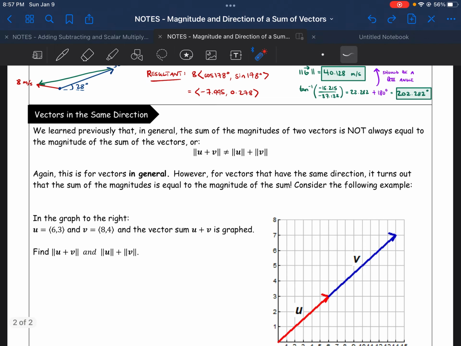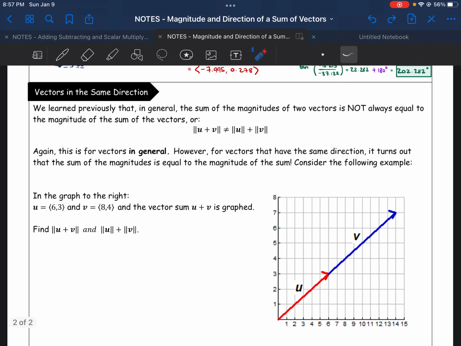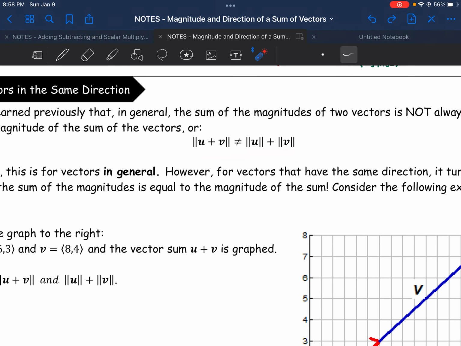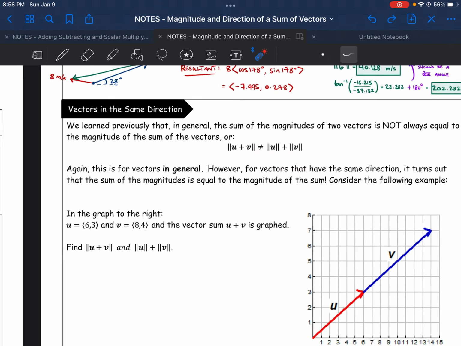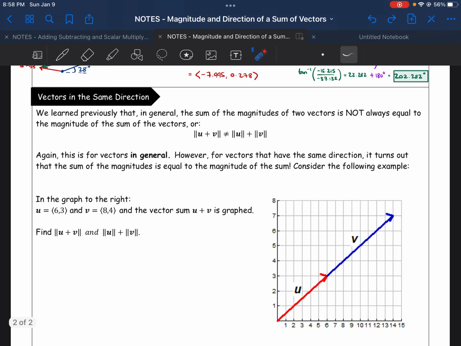All right, last topic of the notes, vectors in the same direction. On Friday's set of notes, we learned that in general, the sum of the magnitudes of two vectors is not always equal to the magnitude of the sum of the vectors. In math notation, the magnitude of the sum of the vectors is not equal to the sum of the magnitudes, okay? However, there is one case where this would be true. There's one case where these would equal each other. That's when the vectors have the same direction, and we mentioned this in the last set of notes.